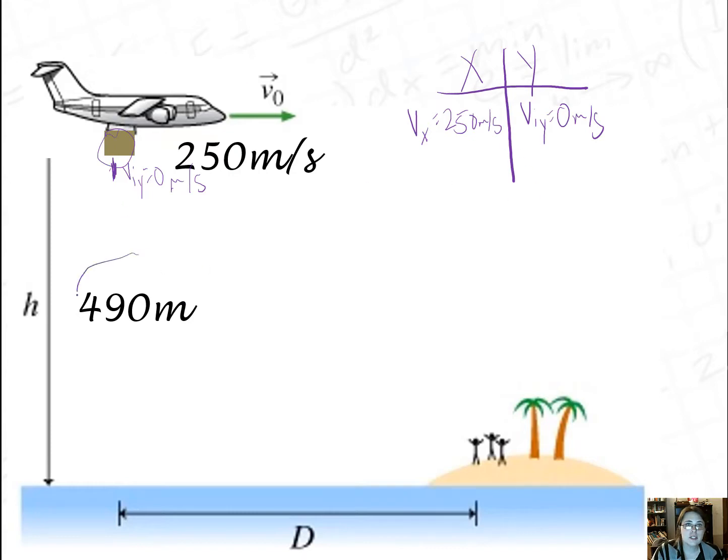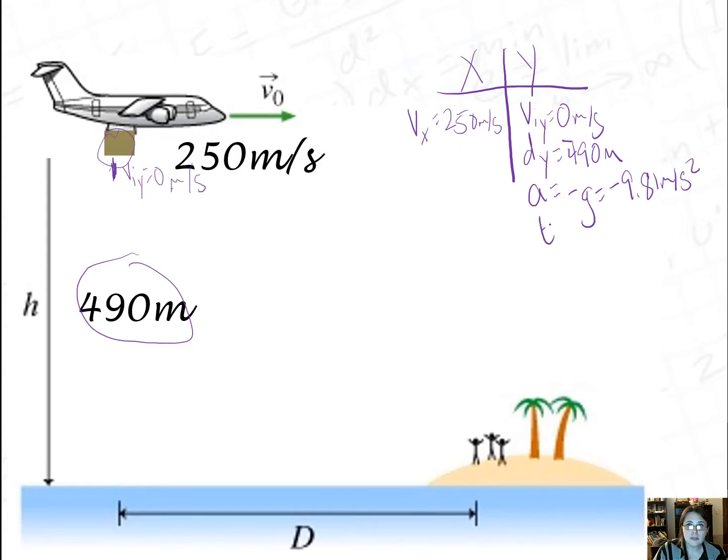Then this distance right here, this is the height. This is the distance in the y. It is 490 meters. And we know that the reason it falls to the ground is due to gravity. That is an acceleration, and it's equal to a negative g, which is equal to negative 9.81 meters per second squared. Now, we chose this to be negative because the distance is going down. This must also be negative. And then we want to know the time. So time can go here, and time can go here. And we're also looking for this distance here, so this distance in the x direction.